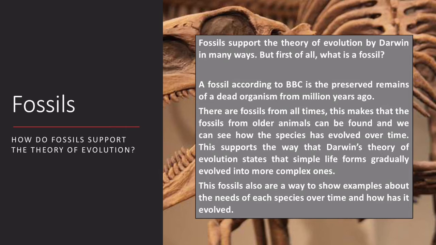Fossils in Charles Darwin's theory. How do fossils support the theory of evolution? Fossils support Darwin's theory of evolution in many ways, but first of all, what is a fossil? A fossil, according to the BBC, is the preserved remains of a dead organism from millions of years ago. There are fossils from all times. This means that fossils from older animals can be found, and we can see how the species have evolved over time. This supports the way Darwin's theory of evolution states that simple life forms gradually evolve into more complex ones. These fossils are also a way to show examples of the needs of each species over time and how they have evolved. Thanks.